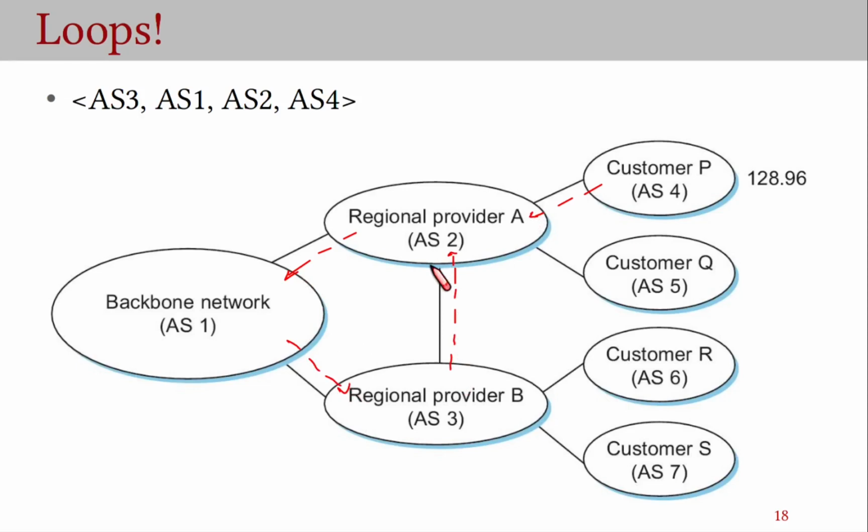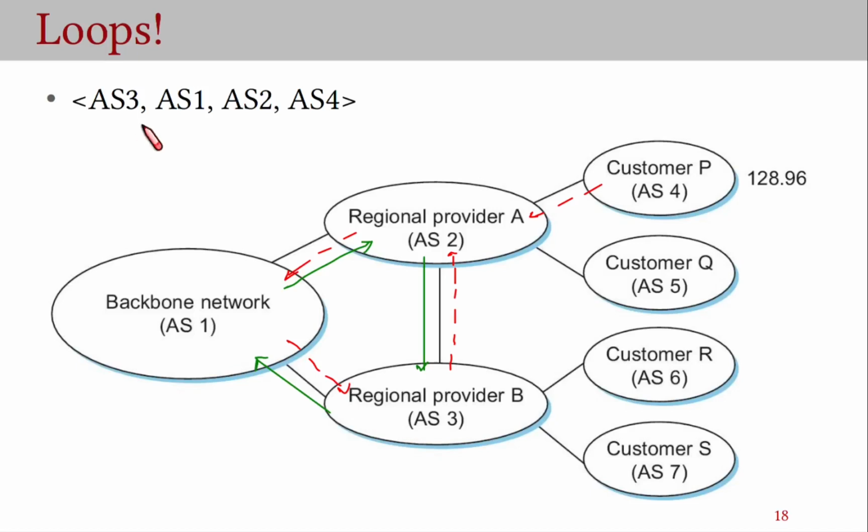Then when there is a packet for this network that arrives at AS2, AS2 is going to forward it to AS3 because it learned of this path from AS3. Now AS3 learned of this prefix from AS1, so it's going to forward it to AS1. AS1 is then, because it learned from AS2, going to forward it to AS2, and it's going to continue being forwarded in this loop.